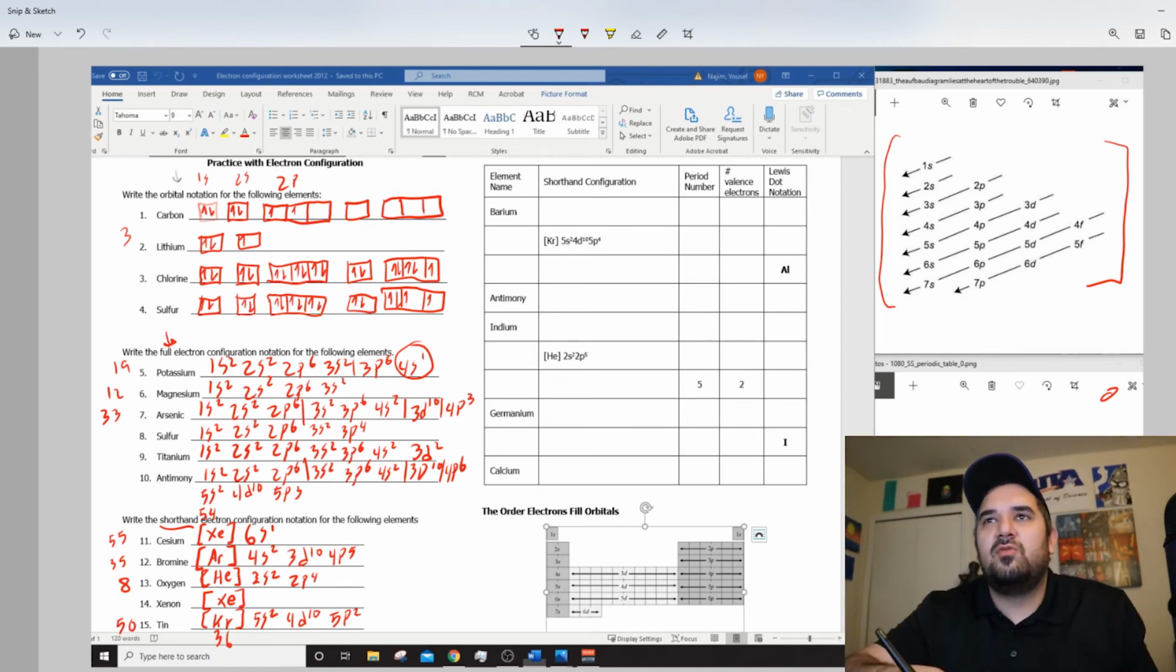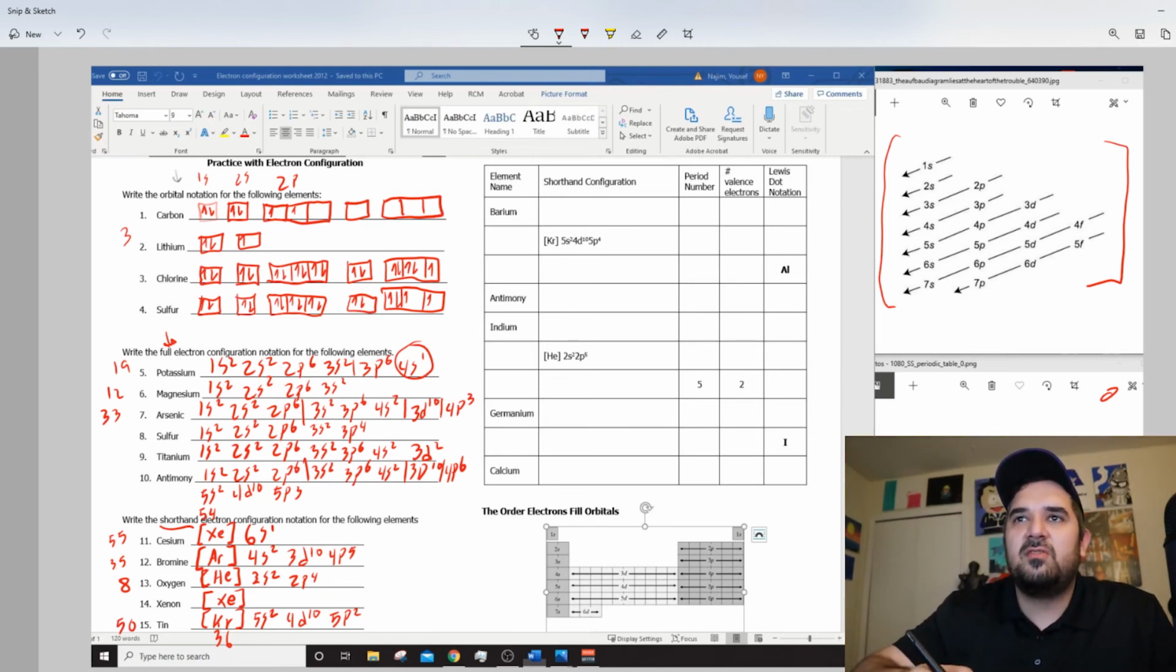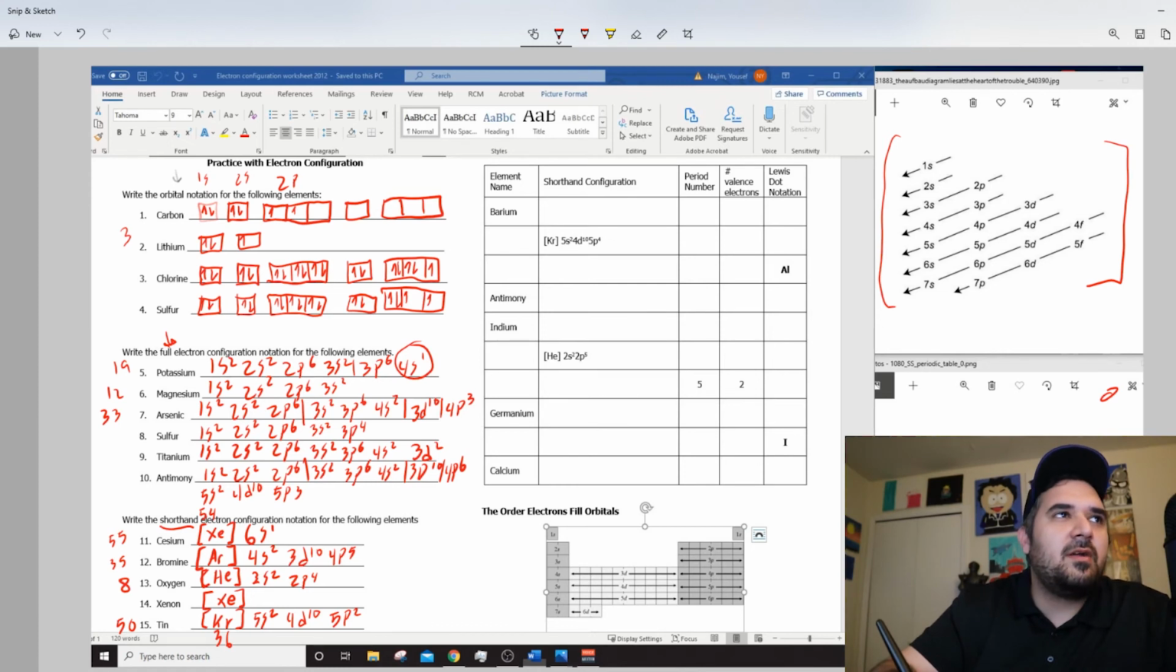And that's it. So we just did all three: orbital notation, full electron configuration, and shorthand configuration. Now I'm going to go through part of this. I don't really need to go through all of it because I don't need the video to be that long. So let's just go through a few of these. So barium, that's Ba. Barium is right over here. It's 56, right next to cesium.